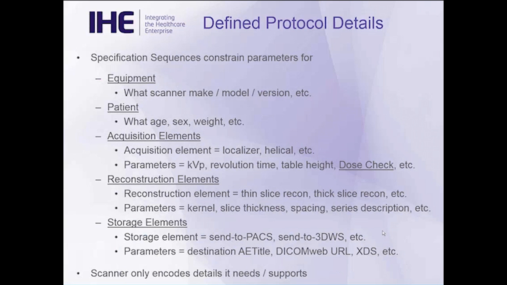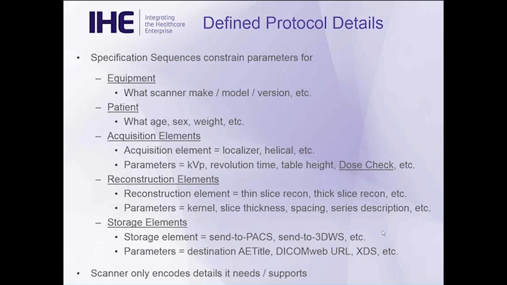The first is the equipment specification, which allows you to constrain what scanner, make, model, and version this protocol should run on. And so typically the receiving scanner will look at that to see whether this is an appropriate protocol for itself. There may be cases where you can run across different versions of the same model. There may also be cases where you can run across different models of the same manufacturer. I wouldn't expect anything that would run across multiple manufacturers.